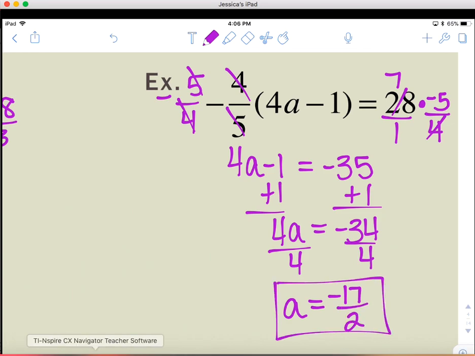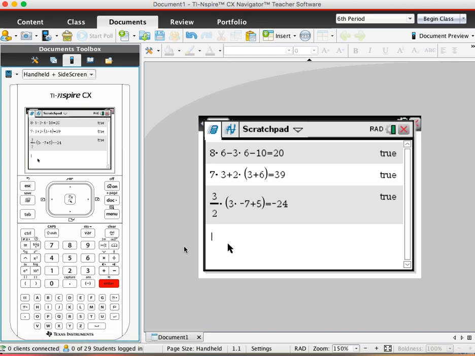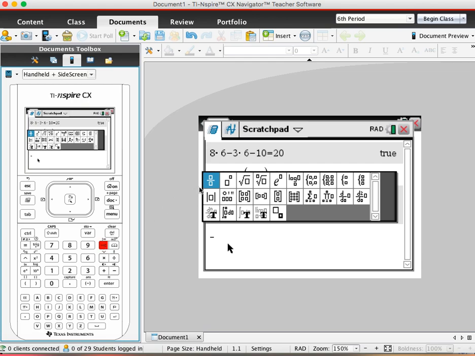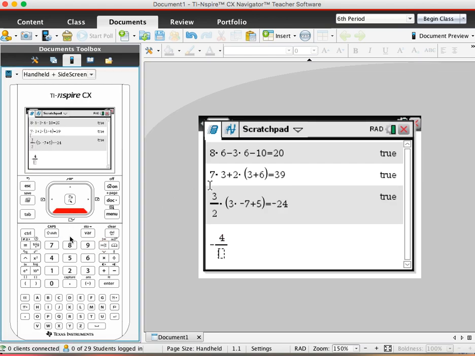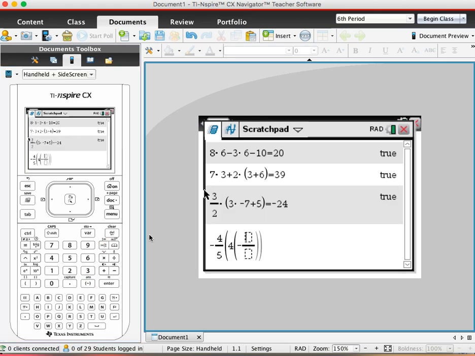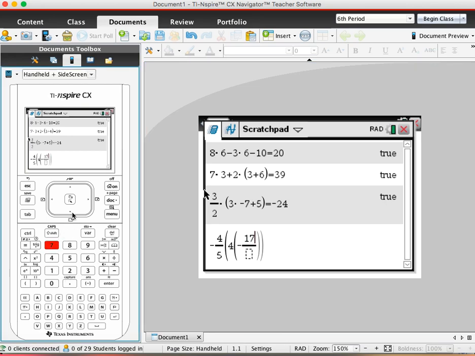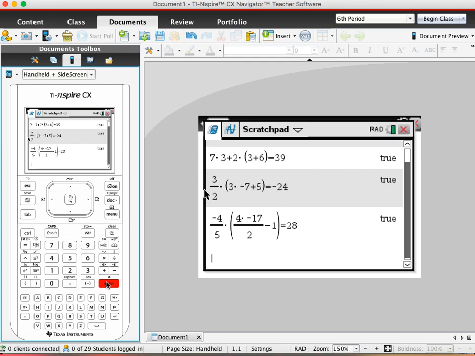Let's check that in the calculator. So to put in a negative fraction, I'm going to put the negative sign first, grab the fraction tool, and then I'm going to put 4 over 5. In the parentheses, I have 4 parentheses, and then since my answer is negative, I'm going to put the negative sign first. Then I'm going to grab the fraction tool again and put 17 over 2, our answer. I'm going to get out of the fraction, close those parentheses, and then I'm going to subtract the 1, close the parentheses again, set it equal to 28. When you hit enter, the calculator will tell you that that is true.